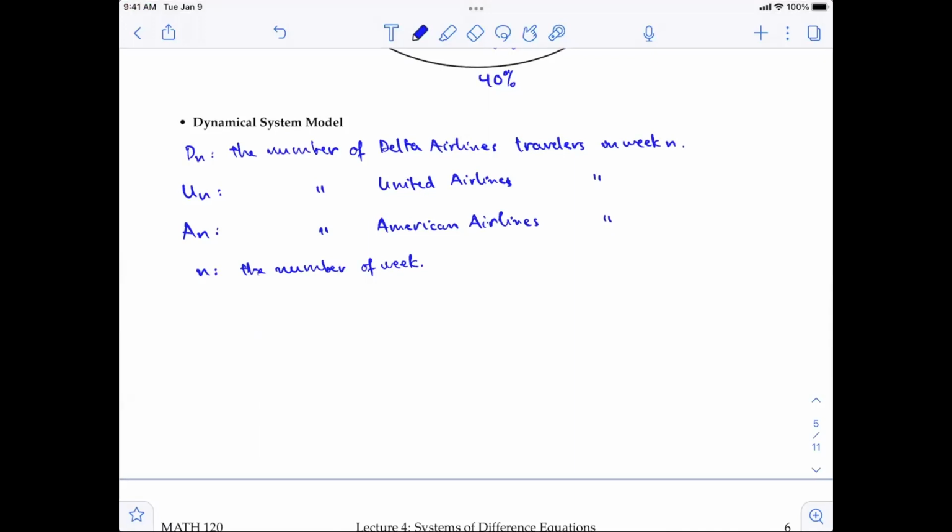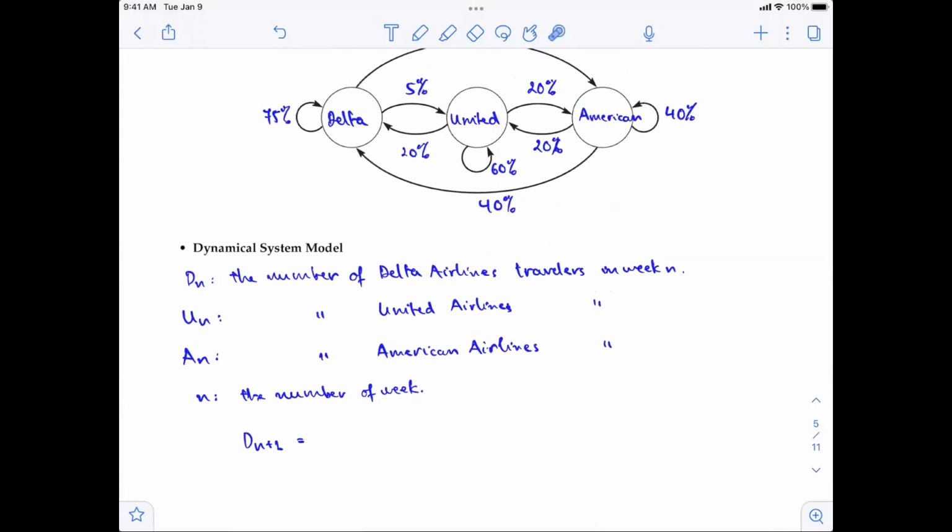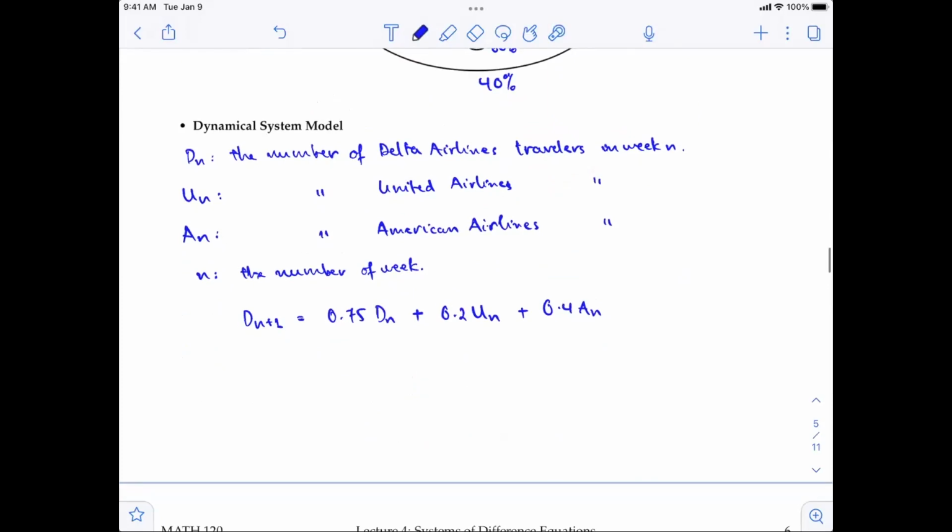Okay, now because you have three different objects that you will have to deal with, there will be three equations in the system. So for D sub n plus 1, what you're going to get is, so 75% of people who use Delta will continue using Delta. So 0.75 D sub n. There is 20% who use United who will switch to Delta. So 0.2 times U sub n. And there is 40% of people who used American Airlines before who will switch to Delta Airlines. 0.4 A sub n. Right. So that's the first equation, for Delta Airlines. Now move on to United Airlines.